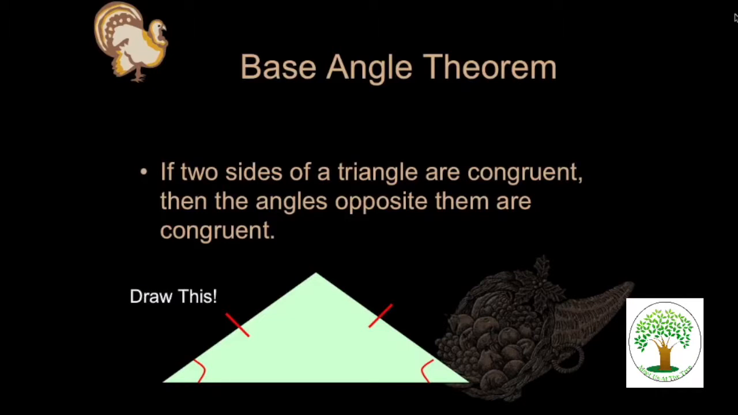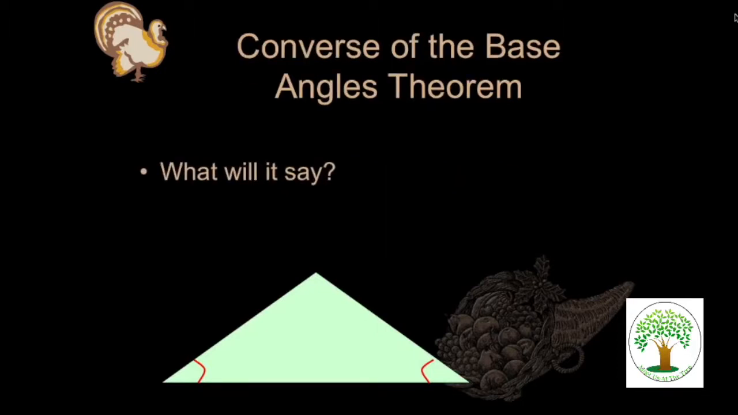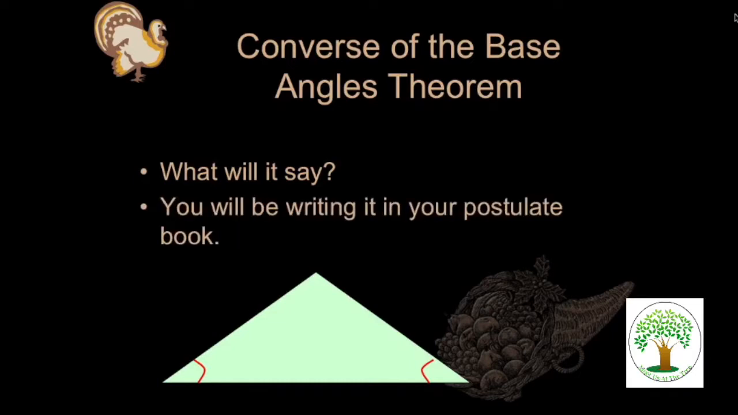Is that right? The same picture can be drawn for both of those. If two angles of a triangle are congruent, then the sides opposite them are congruent. So we just did the converse. Then the sides opposite them are congruent. Yes.